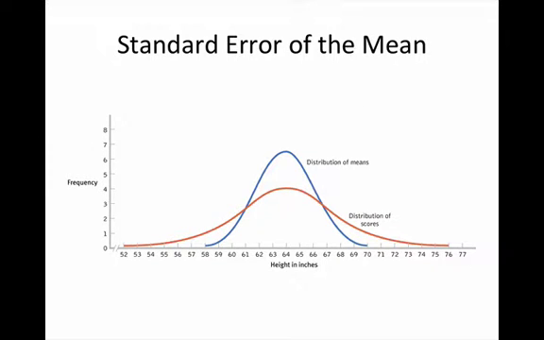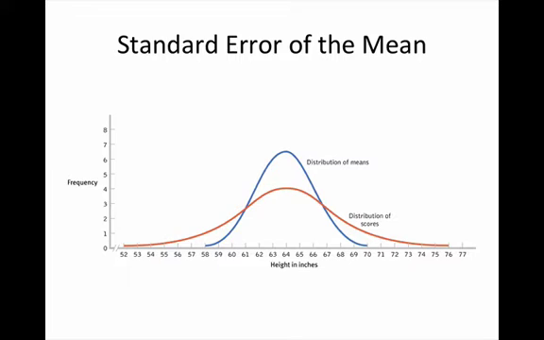Here I have two bell curves, and this is just a hypothetical distribution that demonstrates the frequency histogram of height in inches. And I can see the red, I have the distribution of scores. It's a relatively flat distribution, and I have a huge range of scores leading to a much wider standard deviation and a wider distribution of scores.